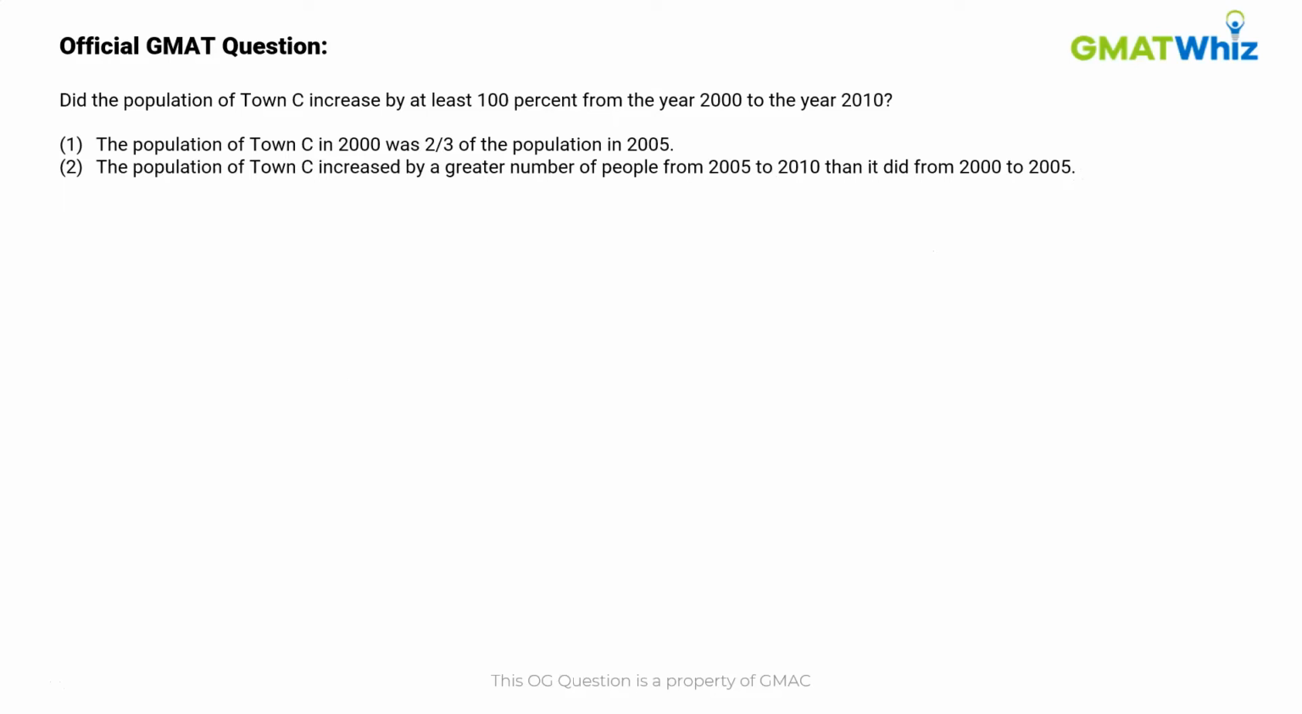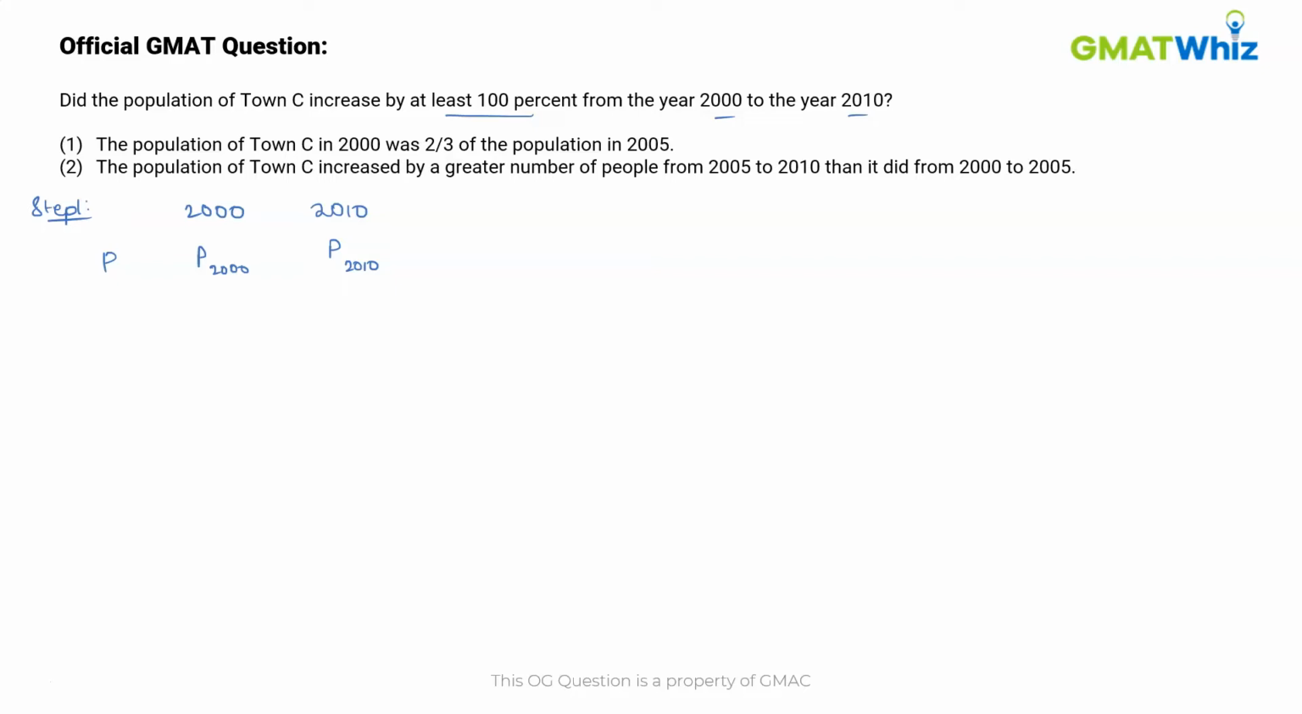Now in this question we are asked if the population of town C increased by at least 100% from the year 2000 to 2010. So step 1, let's write down the information. We have in the year 2000, let's denote the population by P2000, and in the year 2010 let's denote the population by P2010. So we are asked about the increase in the population from the year 2000 to 2010.